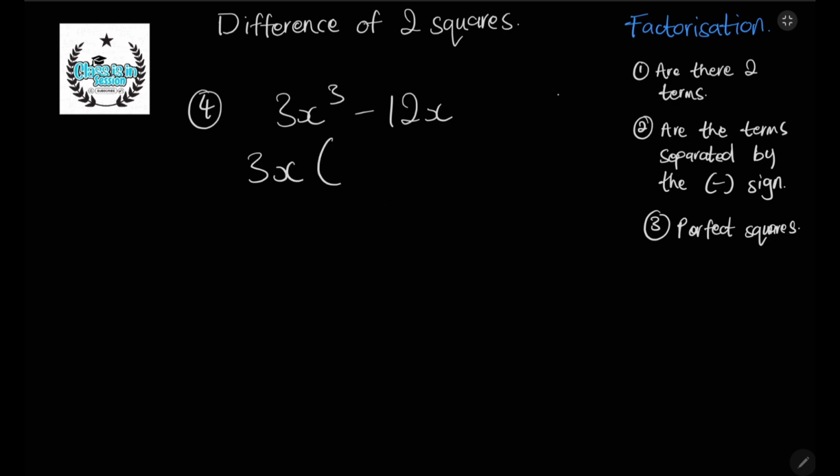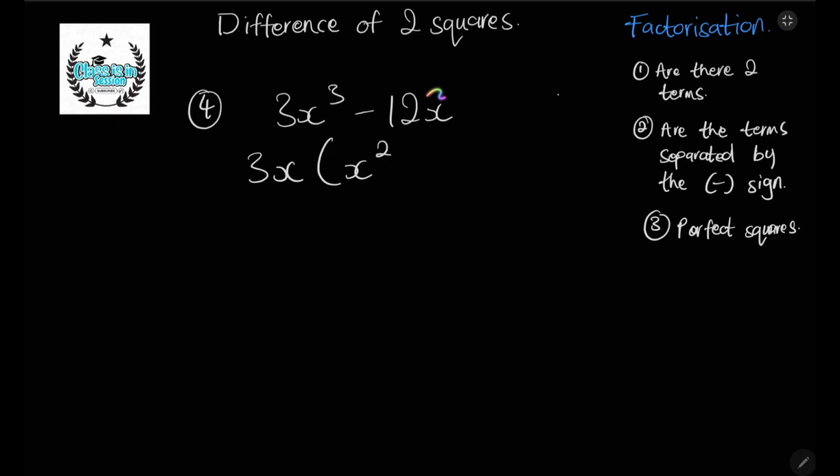Let's open our bracket. Now we have to divide every term by 3x, what we have outside the highest common factor. So 3 divided by 3 is 1. You don't really have to write down that 1. Then we have x cubed. Can you guys see? So this is basically x to the power 3 or x cubed divided by x. Remember, we say 3 minus 1, which is 2. So we should have x squared here.